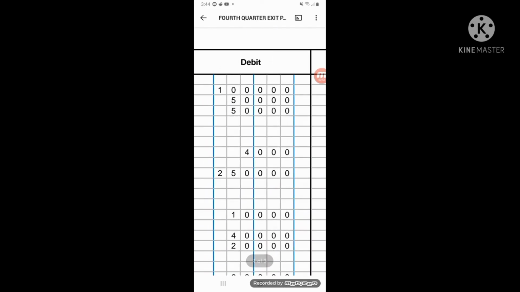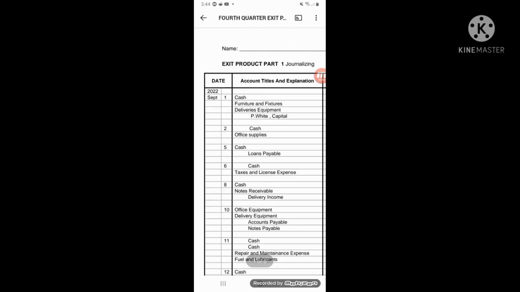Fifth, provide a short explanation of the transaction on the next line. If possible, keep the explanation up to 5 words only, and it must be written on the extreme left. So here, extreme left.